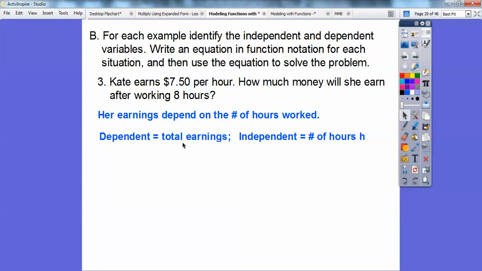It says for each example, identify the independent and dependent variables. So that's one of the answers right there for that first sentence. The second answer is write an equation in function notation. So we'll go f of x. Oops, I did it again. So we're going to let f of h.